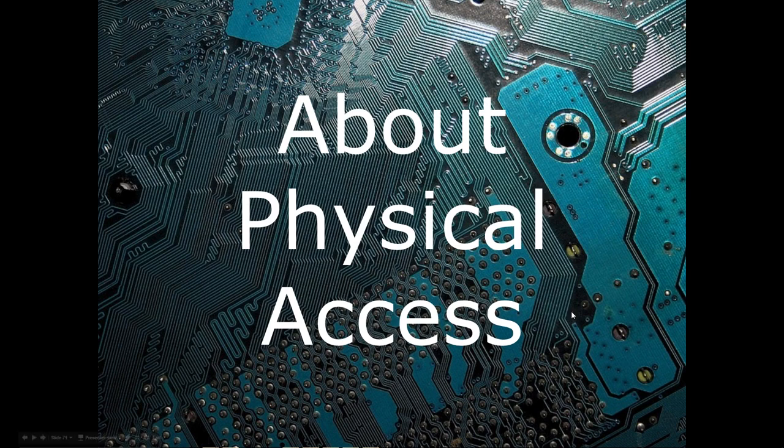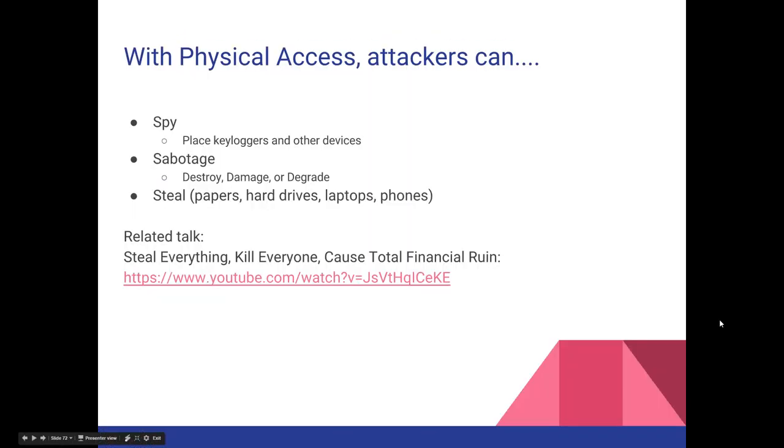Now, once you have physical access to a system, there are a lot of things you can do. Generally, it breaks down into you can spy on the system by placing keyloggers and other devices that passively or actively capture packets or information about the system. You can sabotage the system. You can destroy, damage, or degrade it. It doesn't need to be sabotage at the moment. You can set up the sabotage to occur at a later date. You can steal information, exfiltrate papers, hard drives, laptops, phones, etc. And there's a related talk, "Steal Everything, Kill Everyone, Cause Total Financial Ruin," that we talked about in the social engineering resources. It's very relevant here.